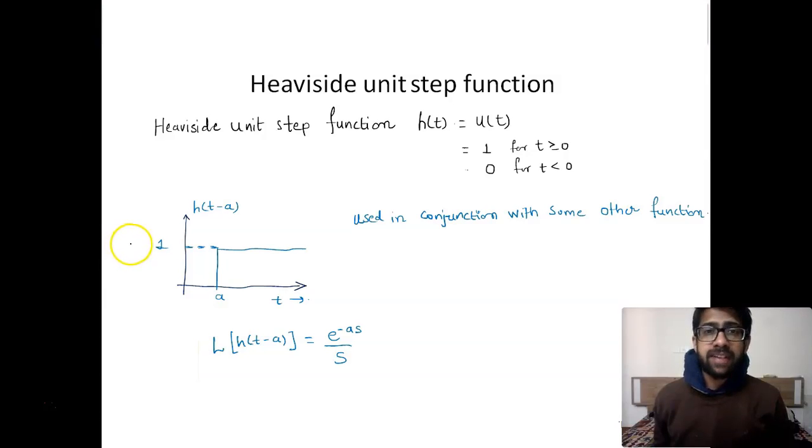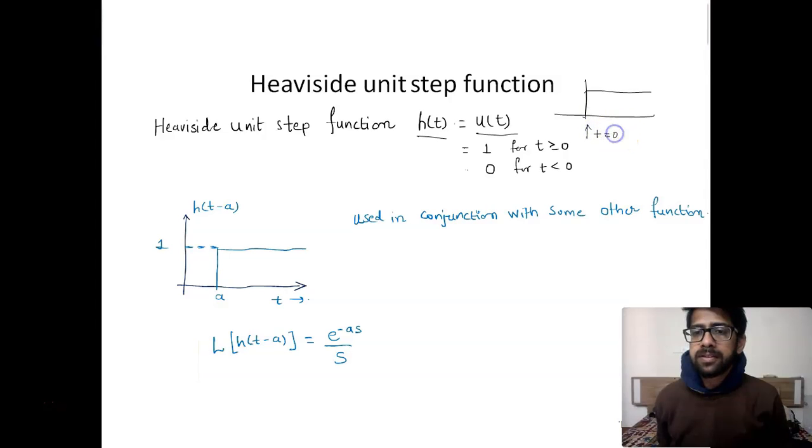So what exactly is a Heaviside unit step function? The Heaviside unit step function is denoted by h of t, and it is nothing but the unit step function that we have seen. That means h of t is equal to u of t. If you want to see it in the graph, it can be seen as the function that gives you value 1 starting from t equal to 0 and the value 0 before time t equal to 0.